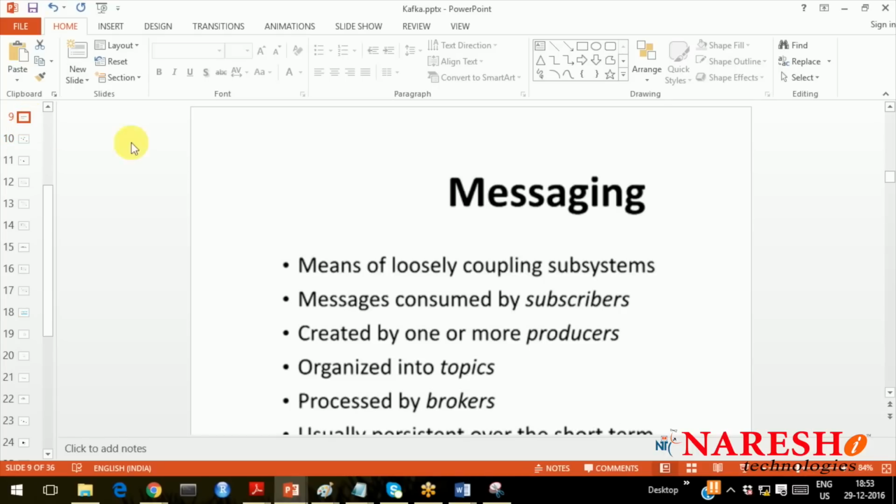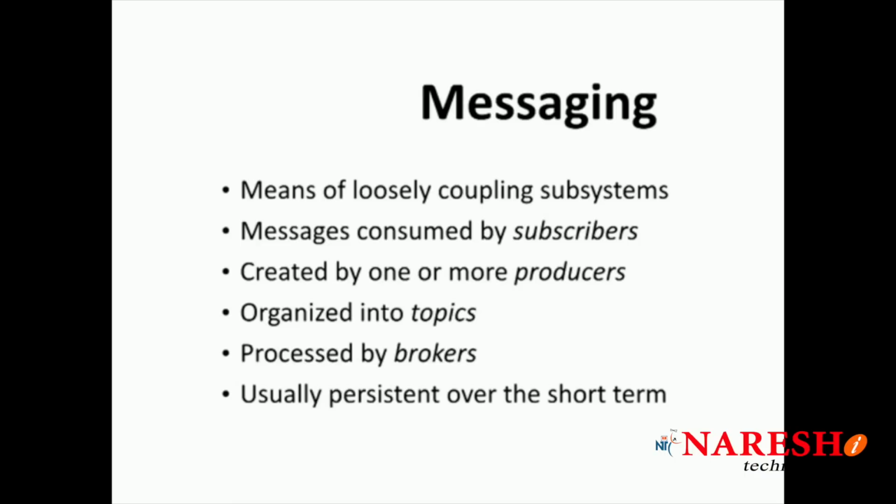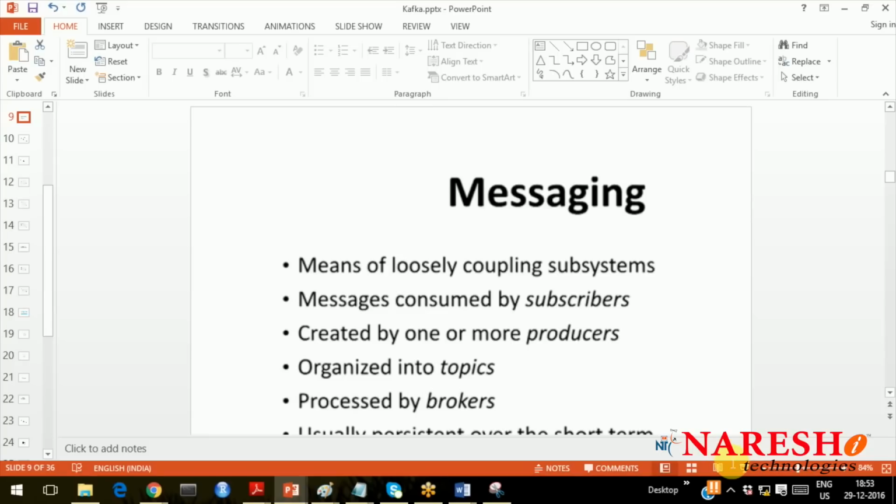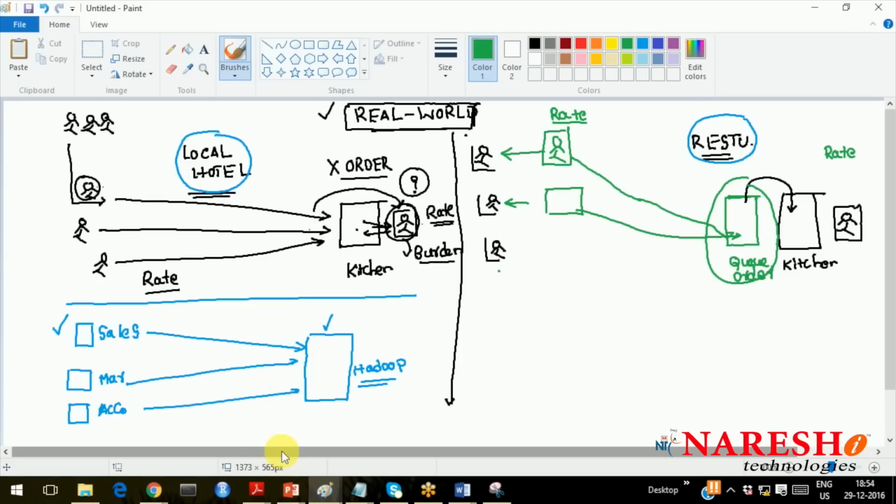Okay, look at this here. This is what messaging is doing, right? It is decoupling your subsystems. So here the messaging is something called a queue. The guy who generates the messages into the queue is called a producer, and the guy who consumes the messages from the queue is called a subscriber. So in our example, you can put down our Kafka terminology like this.